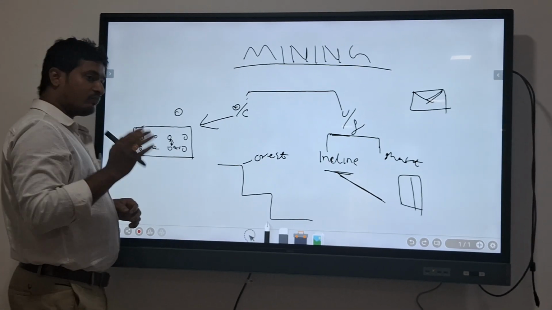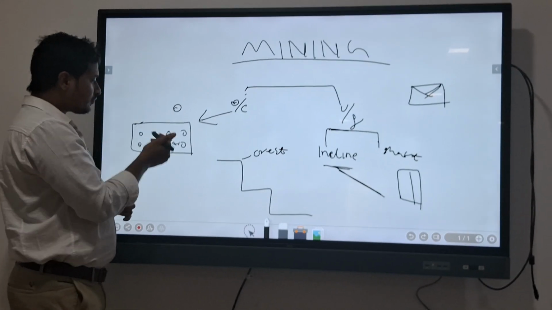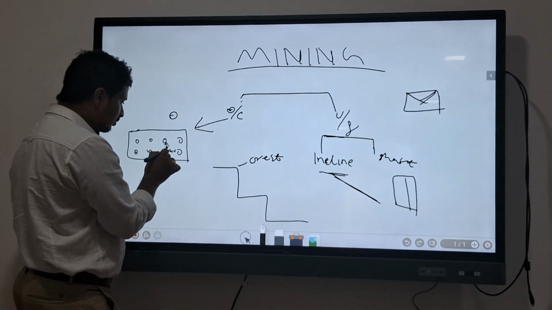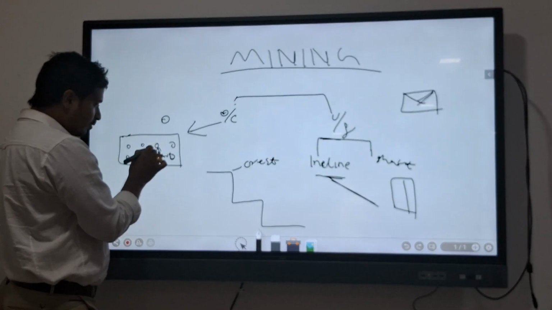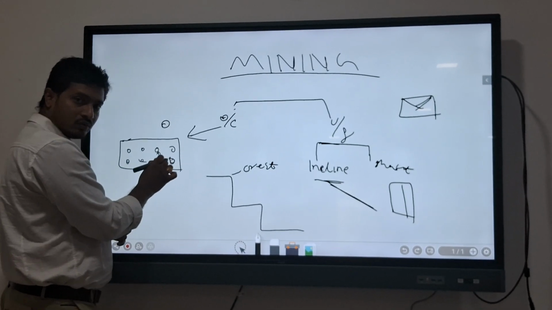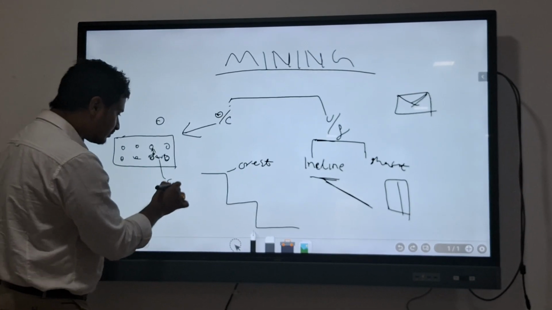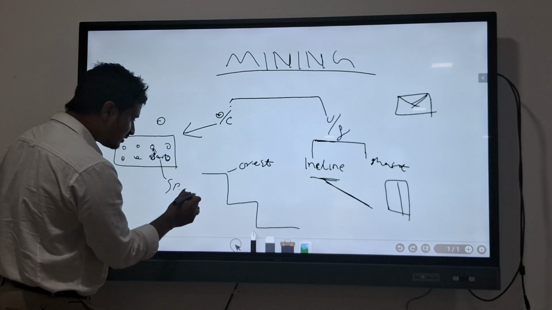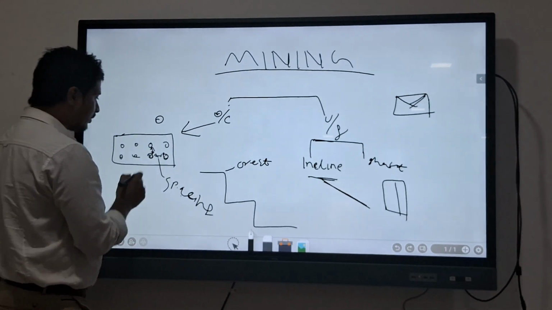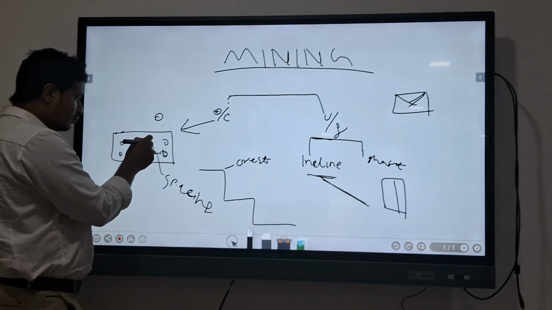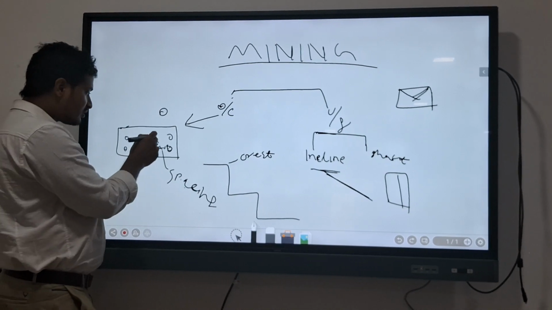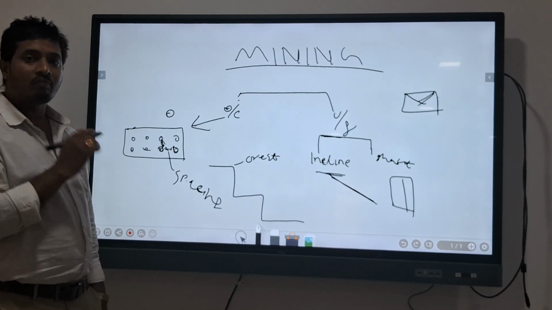Before we blast, we take some marks, just like this, these are the holes. The distance from one hole to another hole is called spacing. And the distance from one row to another row is called burden.